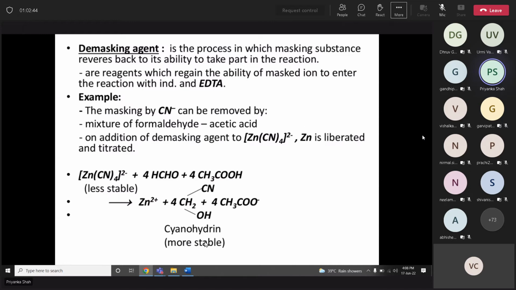Now another agent is the demasking agent. This is the process in which a masking substance reverts back to its ability to take part in the reaction. These reagents restore the ability of the masked ion to enter the reaction with indicator and EDTA. For example, masking by CN can be removed by a mixture of formaldehyde and acetic acid. On addition of this demasking agent to this complex, zinc will be liberated and can be titrated. This one is the less stable and this one is the more stable.